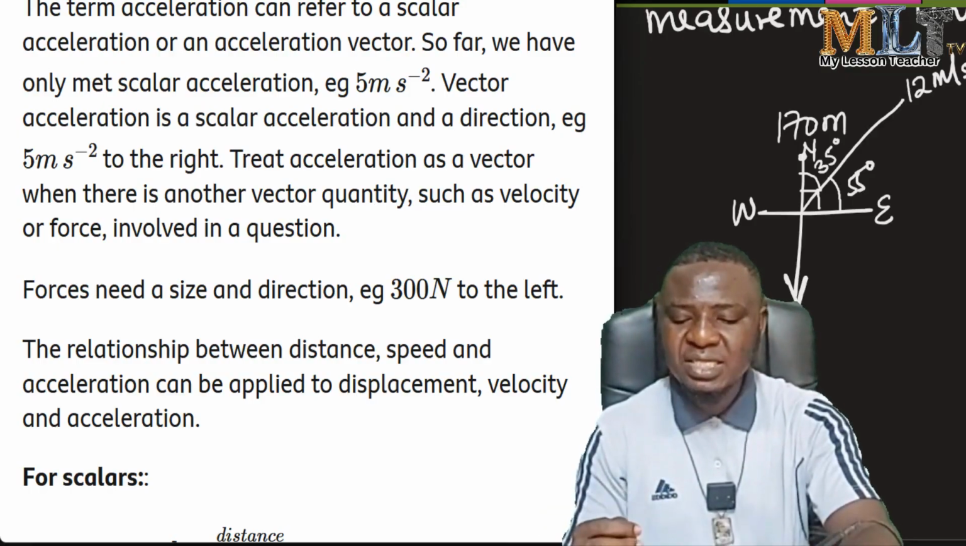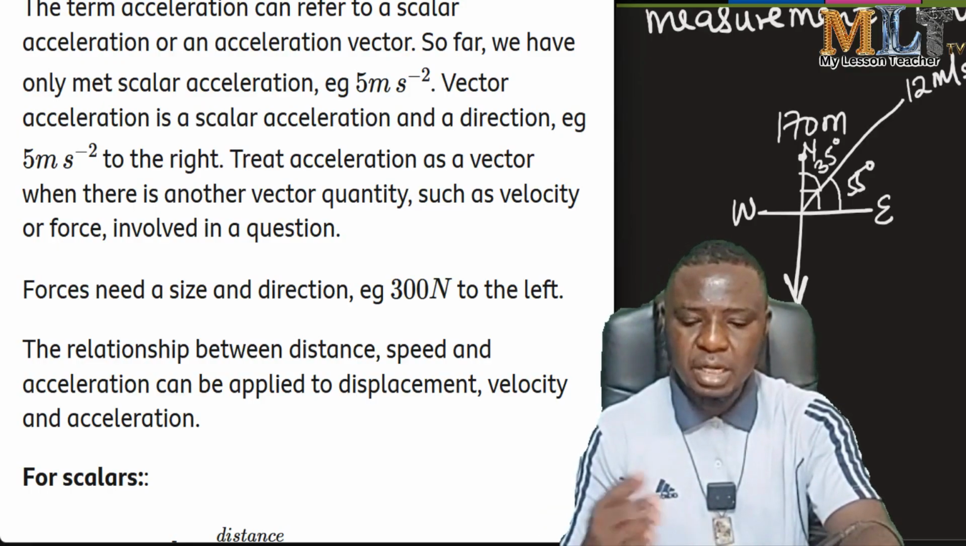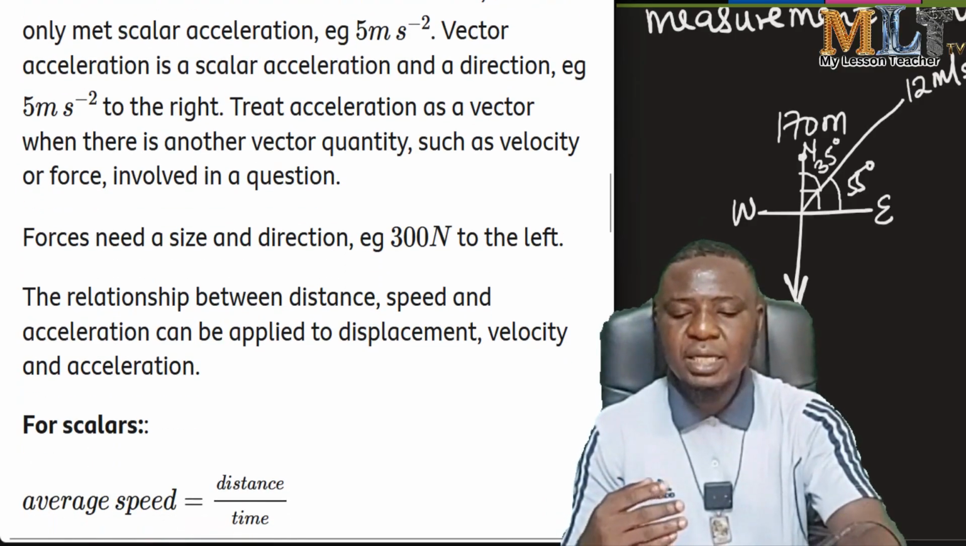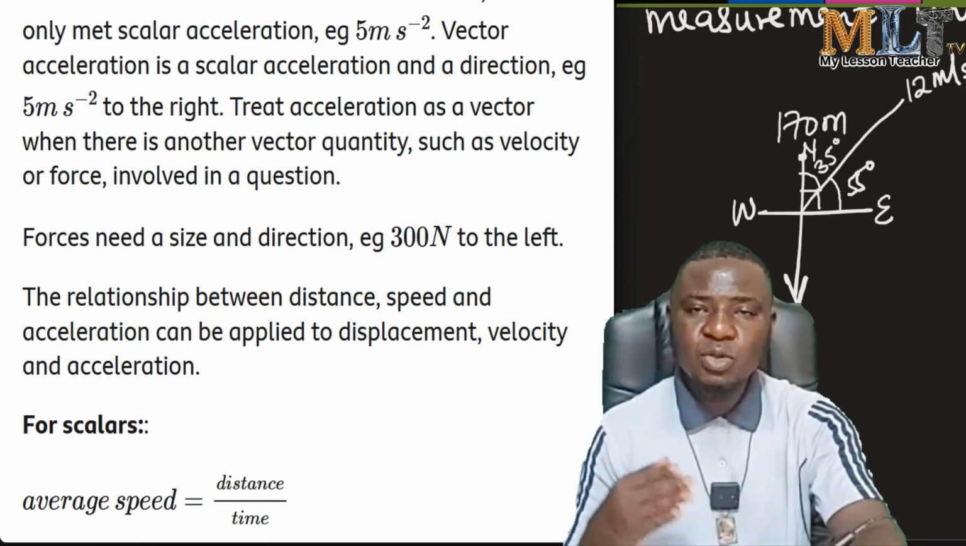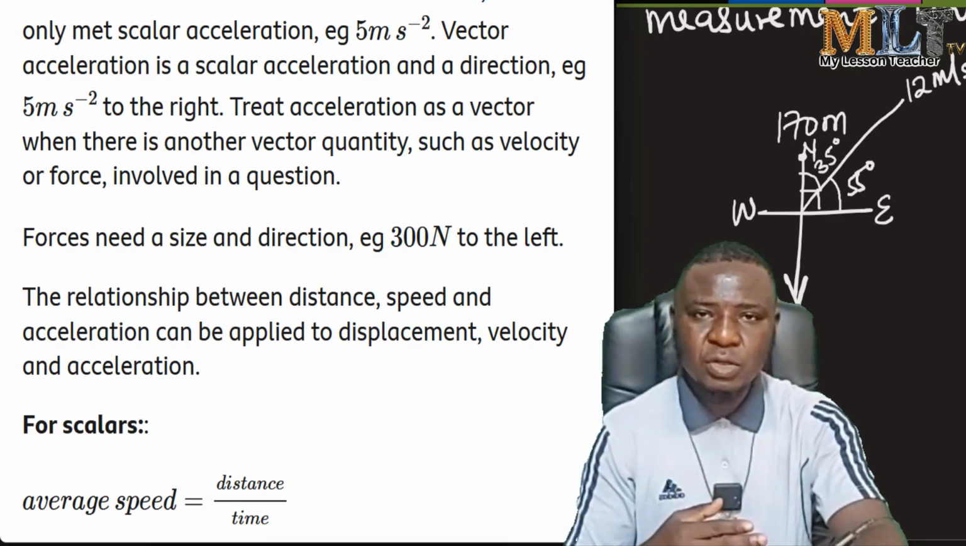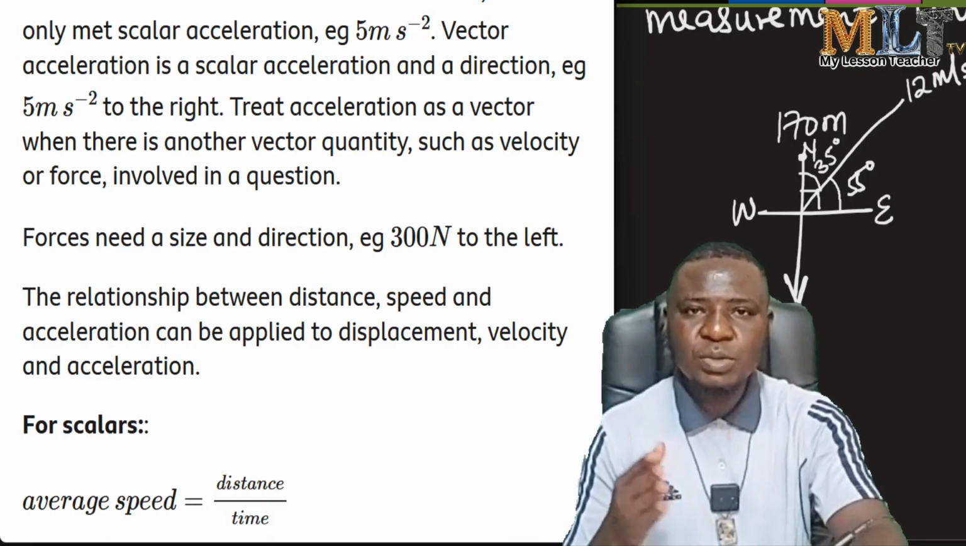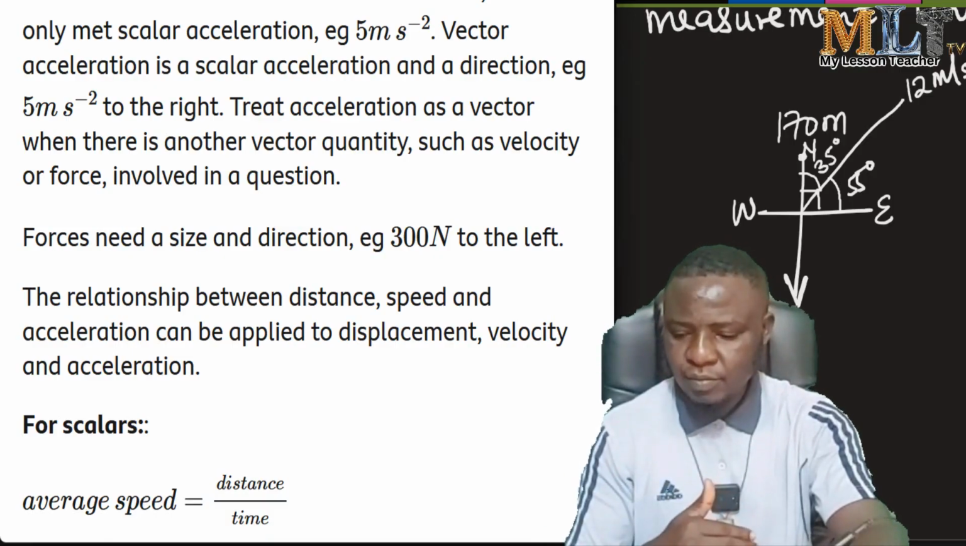Forces need a size and direction. Example, 300 Newtons to the left. Okay, so it has both magnitude and direction. The magnitude in this case is 300 Newtons, while the direction is to the left.